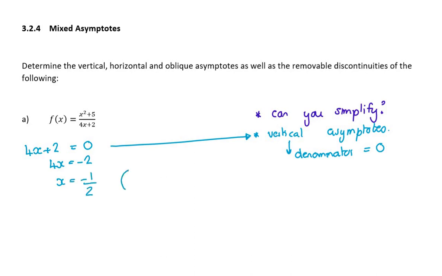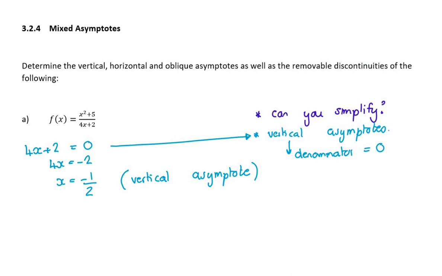Now, in an exam, they want you to be explicit about which asymptote each one is. They can't assume that you know that that's a vertical asymptote or a removable discontinuity. So you must be explicit. You mustn't just give the equation. Okay, so now we've checked off removable discontinuities.